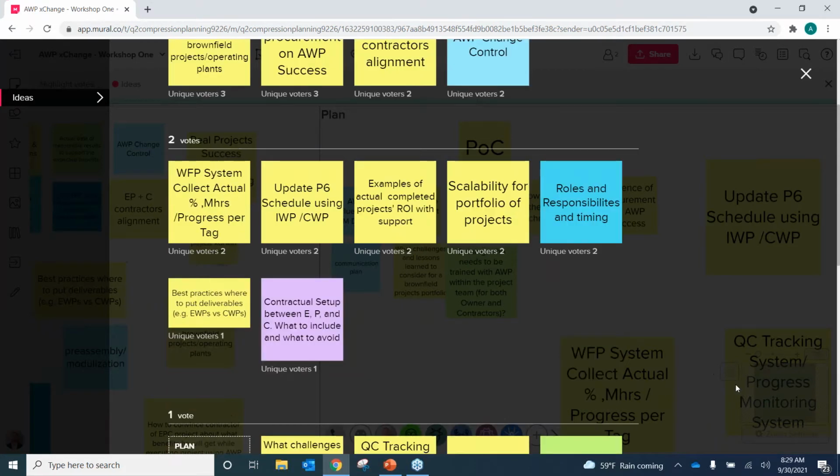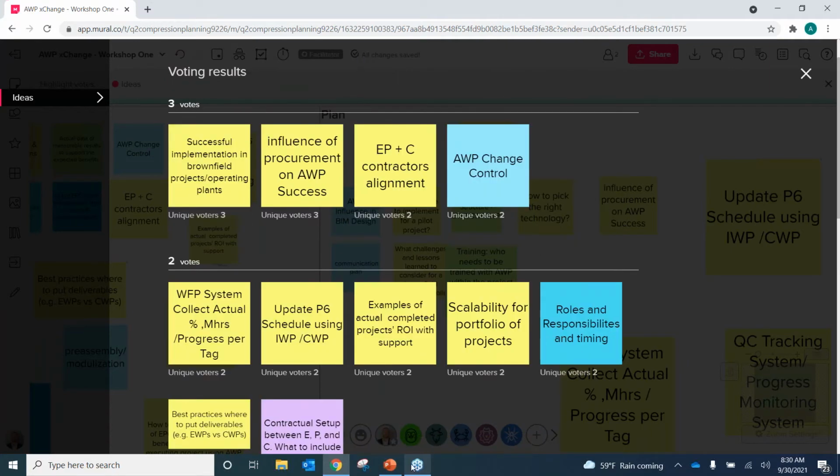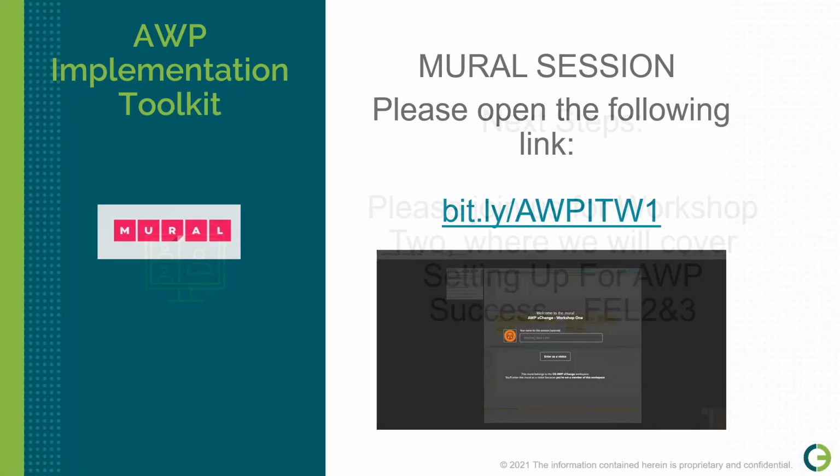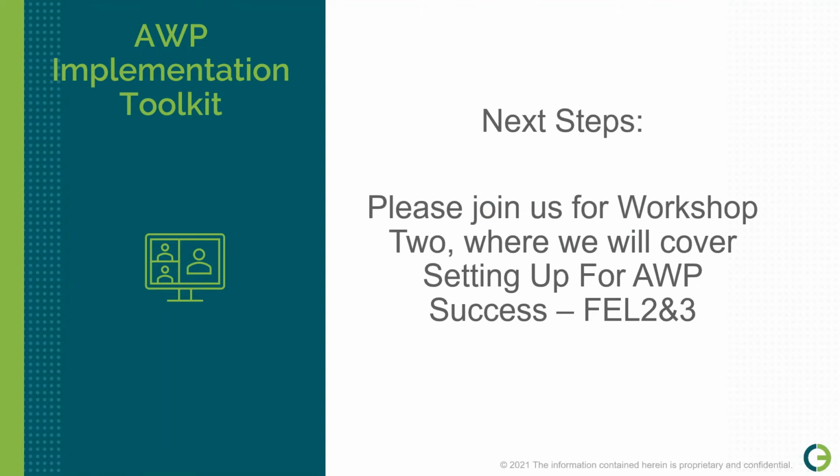So excellent, and that gives us some excellent feedback and ideas for how to move forward with this. So thank you everybody. I'm going to flip back to the PowerPoint. So first up, next steps. Please join us for workshop 2. We're going to be looking to cover setting up for AWP success for FELs 2 and 3, and a link will be sent out to all registrants. So I'm delighted to say that's the last you're going to be hearing from me this morning, and I'll transition back to Tori to finish off and seal this one out.